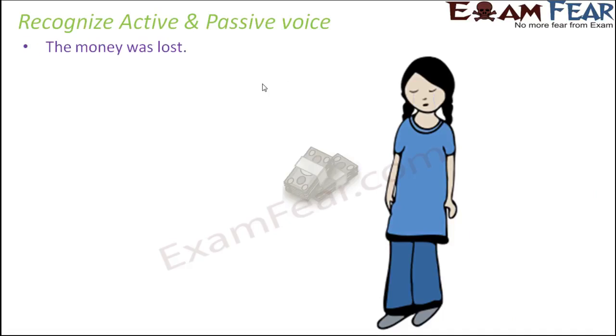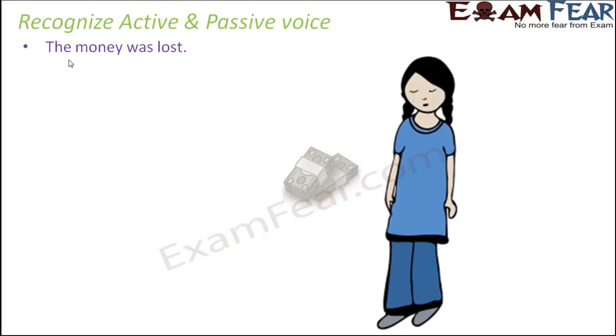So here it seems that the girl is quite sad and we do not know why. The money was lost. Okay, so obviously if the money was lost, anybody would be sad, right? So the money was lost. What is this? Active or passive? If you focus on the money, do you think that the money is doing the action? Is the money the doer of the action? No, because what is the action here? Losing. Now the money didn't do anything. Right? The money is just the object.